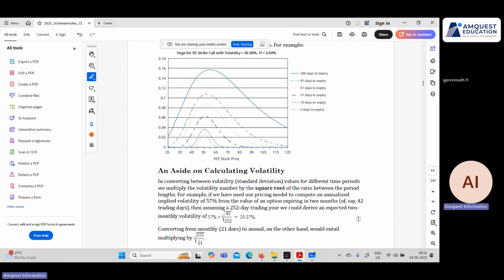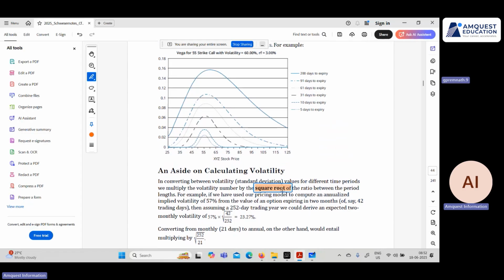In converting between volatility, which is standard deviation values for different time periods, we multiply the volatility number by the square root of the ratio between the period lengths. Make sense? For example, if we have used a pricing model to compute an annualized implied volatility of 57% from the value of an option expiring in 2 months, let's say 42 trading days, then assuming a 252 day trading year, we derive an expected 2 months volatility.